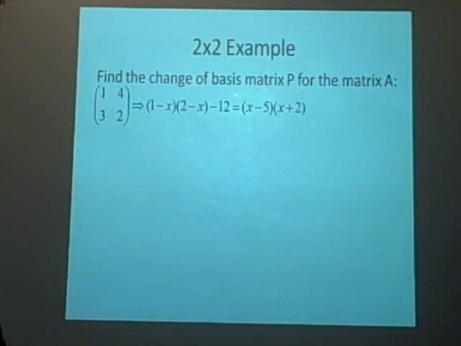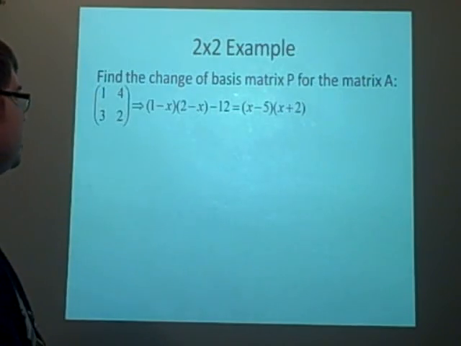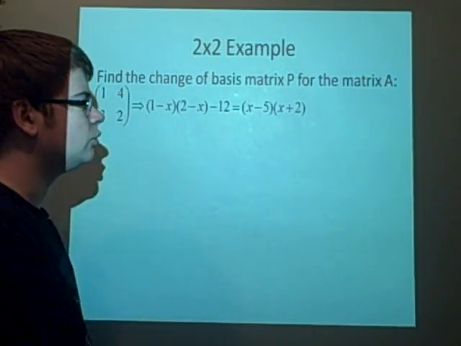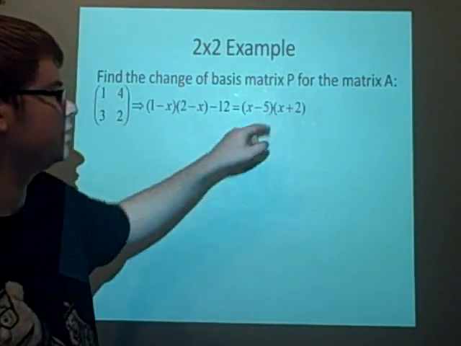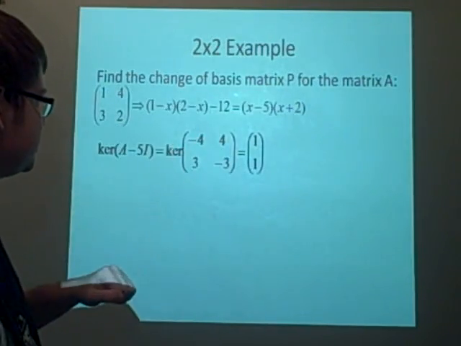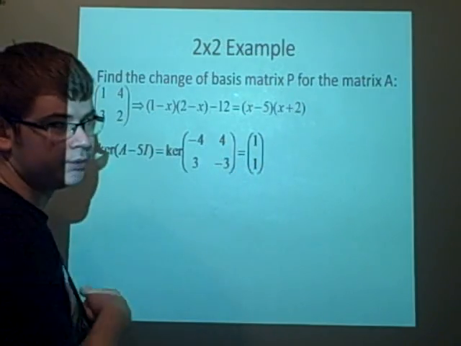So this is the 2x2 example. We've got a 1, 3, 4, 2, nice simple matrix, and we find the characteristic polynomial, which is (x minus 5)(x plus 2). Now we want to find the kernel of the matrix A minus 5, which we can do like this. As we can see, it's nice and simple: we put the x over here, and we get x is y, so 1, 1.